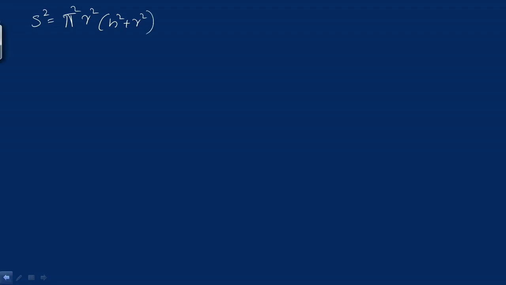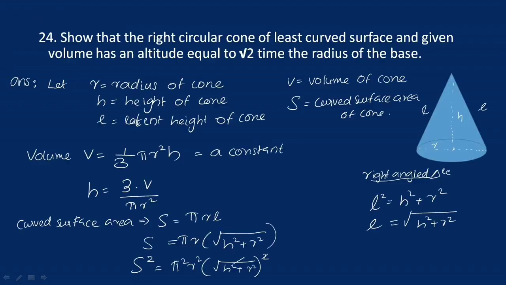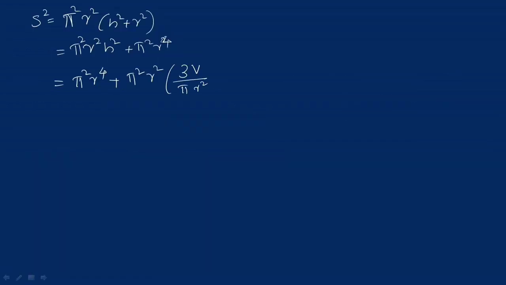Now first opening the bracket, S square is equal to pi square r square h square plus pi square r square into r square, that is pi square r raised to 4. Now instead of h, we are substituting the value of h, that is 3V by pi r square. So we have pi square r raised to 4 plus pi square r square instead of h square, that is 3V by pi r square whole square.